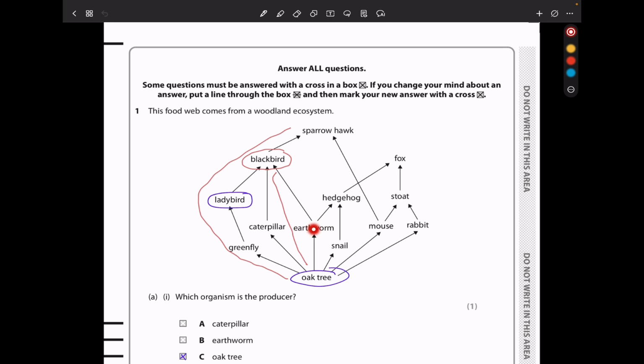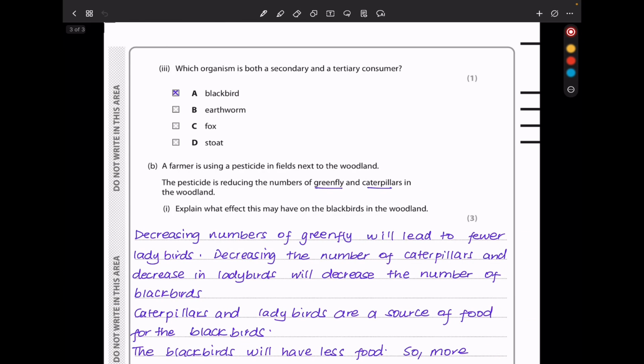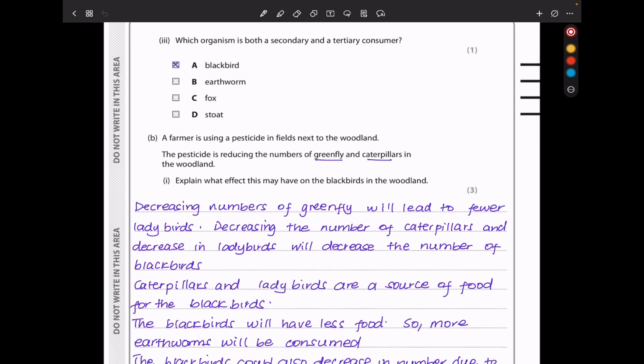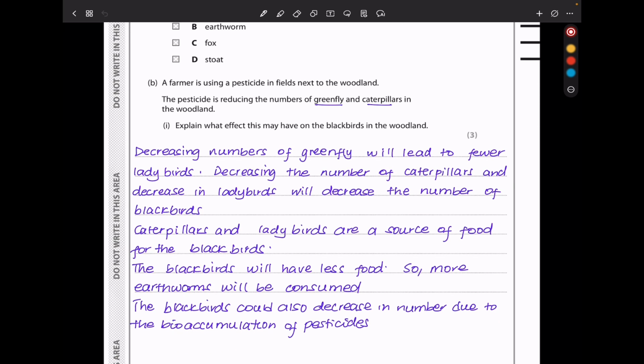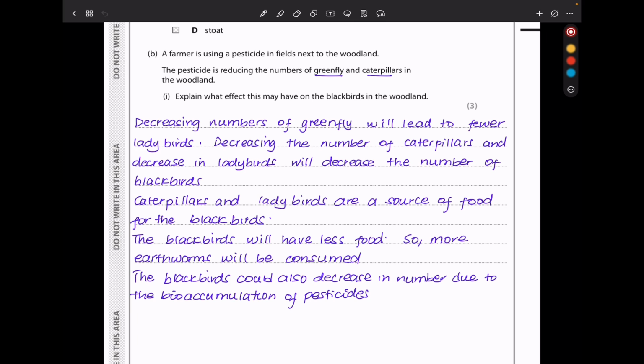More worms are going to be eaten because that is going to be the only food source the blackbirds are left with. So here I say decreasing numbers of greenfly will lead to fewer ladybirds. Decreasing the number of caterpillars and decreasing ladybirds will decrease the number of blackbirds. Caterpillars and ladybirds are a source of food for the blackbirds. So the blackbirds will have less food to eat.